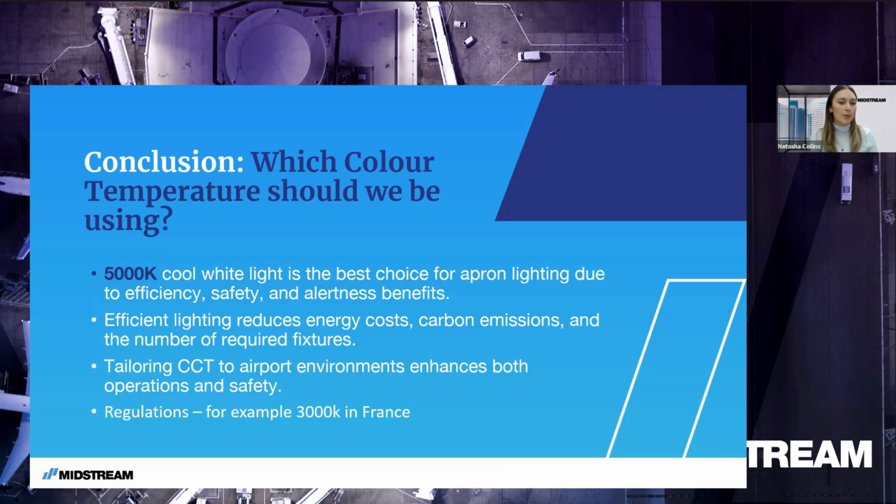Yeah, so I'll just conclude what we've been speaking about, and I hope we've been able to shed a bit more light on the reasons why different airports might choose different color temperatures. But we would suggest the 5,000 Kelvin, the cool white light, as the best choice for apron lighting due to efficiency, safety, and alertness benefits. Really, overall, the aim is to make sure that the apron areas are safe, because they are critical for airport operations. So this efficiency using 5,000 Kelvin reduces energy costs, as Yuli was just explaining, carbon emissions, and also reduces the number of required fixtures overall.